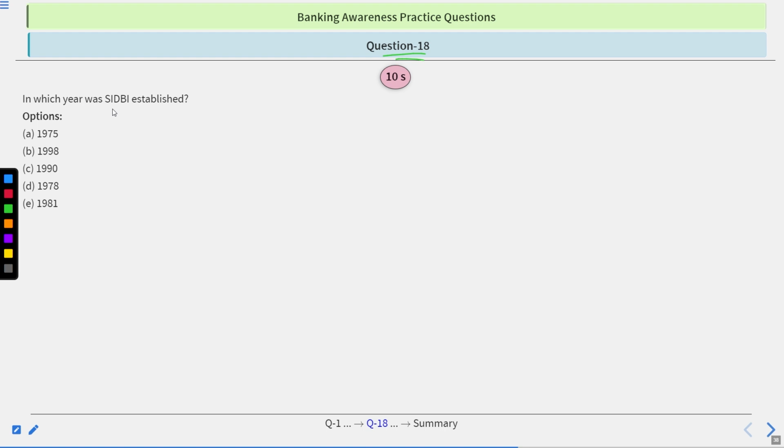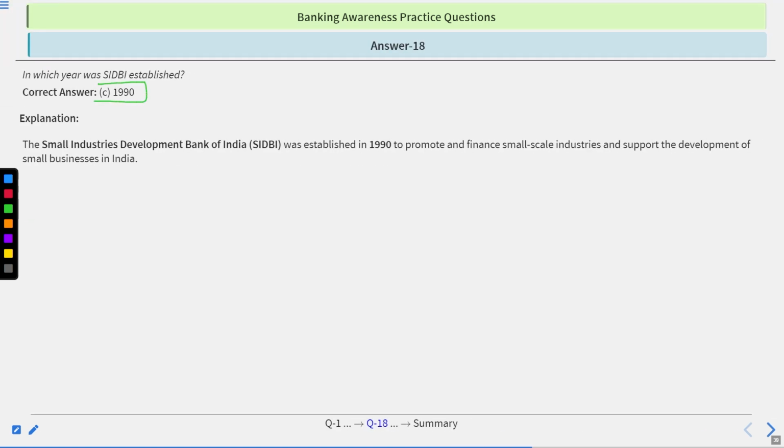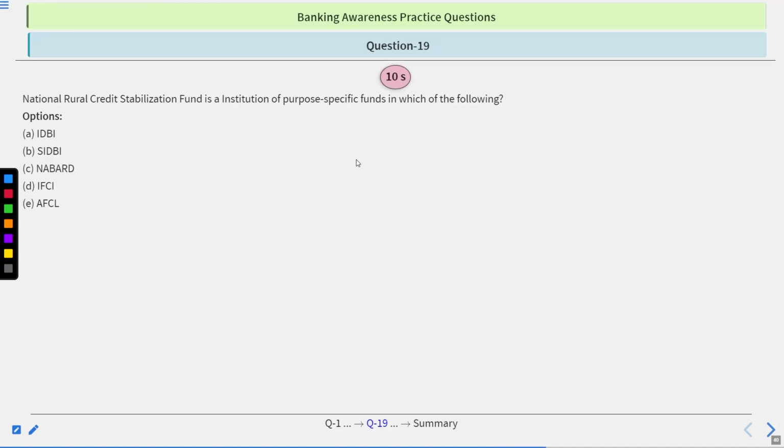Question 18. In which year was SIDBI established? 1975, 1998, 1990, 1978, 1981. To answer this, 10 seconds you have. Time starts now. Time's up. Correct answer is C, 1990. Explanation. It was established in 1990 to promote and finance small-scale industries and support the development of small businesses in India.